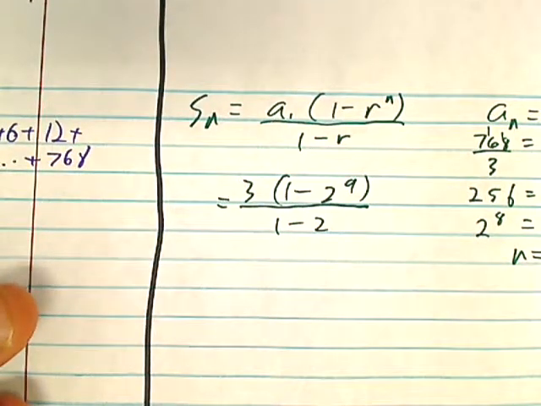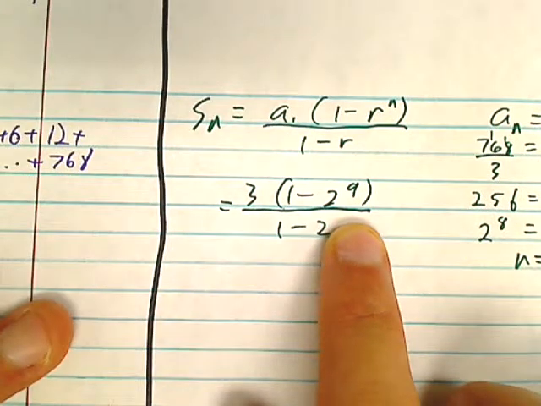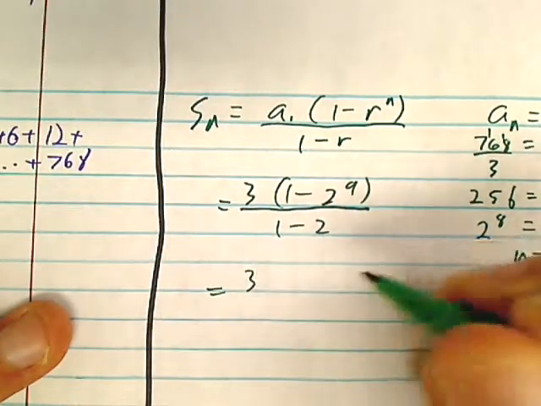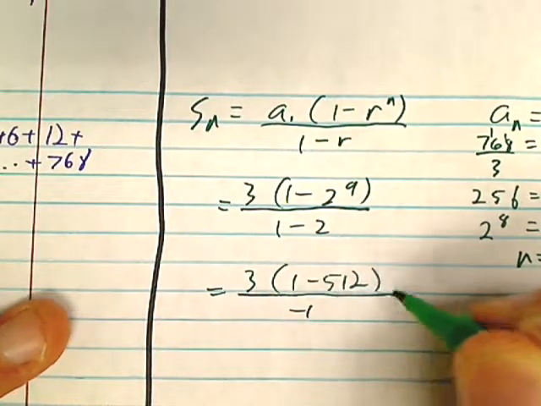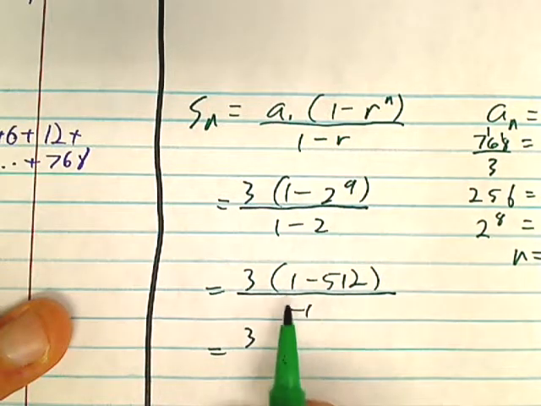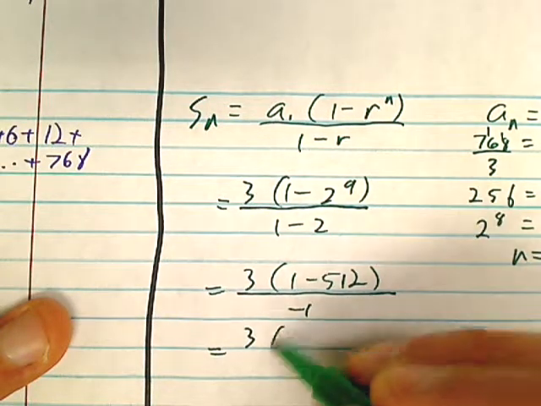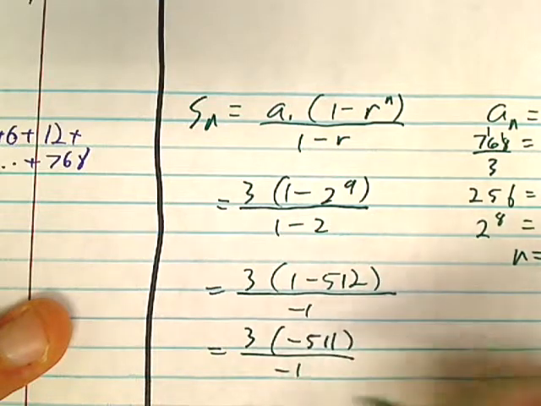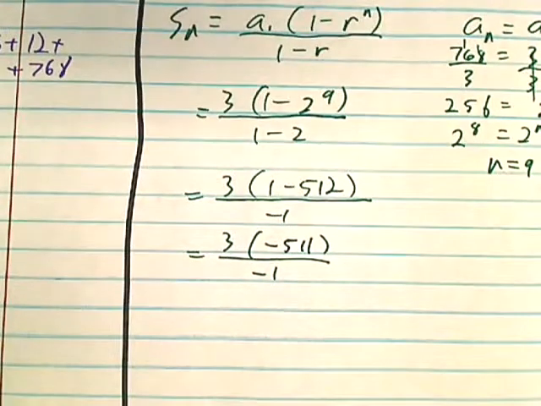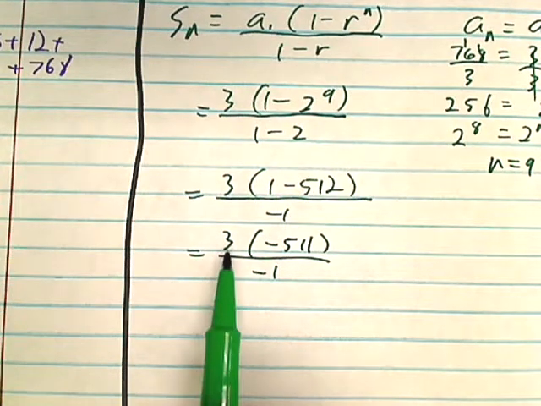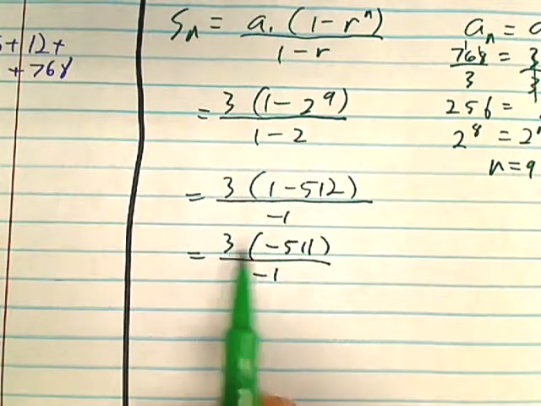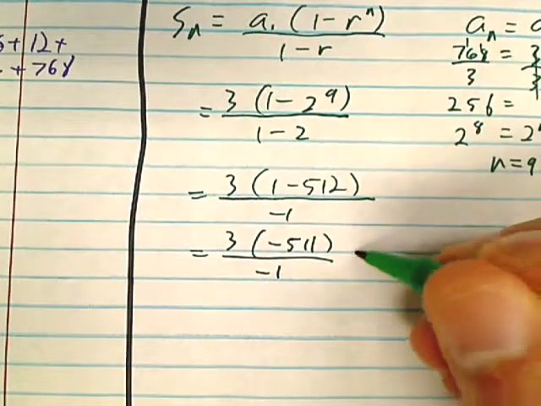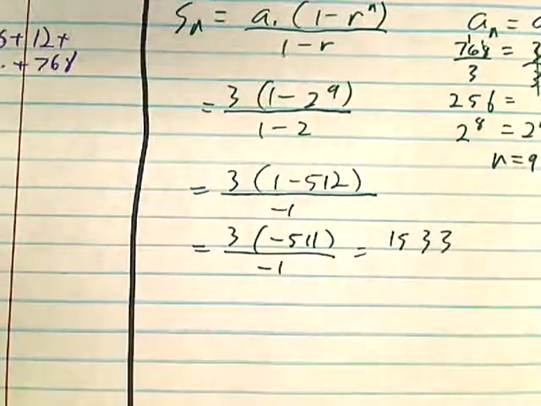And from here, it's order of operations. 2 to the 9th power, again, look at your chart. That's 512. 1 minus 2 in the denominator is negative 1. 1 minus 512 is going to be negative 511. As I'm working this out, 3 times that divided, okay, positive times negative divided by negative is positive, and 3 times 511 is 1533. Beautiful.